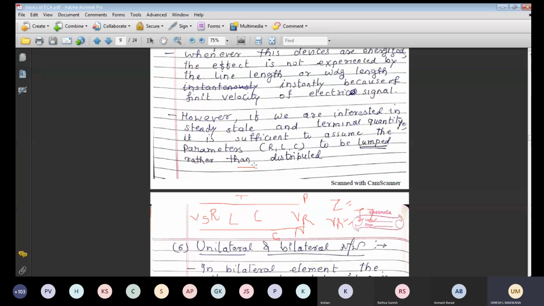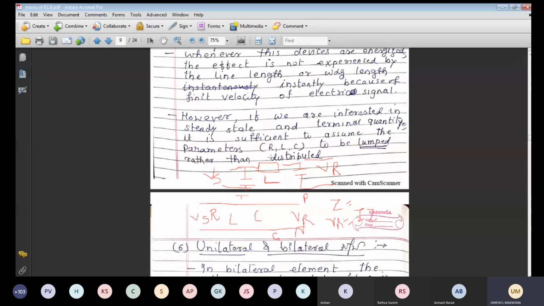Suppose we have this impedance Z, this is one circuit, and this is one capacitance. Suppose I am just drawing the circuit. This is the sending end, and this is the receiving end. The same circuit I have reproduced here. So this is the capacitor offered, and this is the inductor offered by the circuit. We have neglected resistance for the analysis purpose.